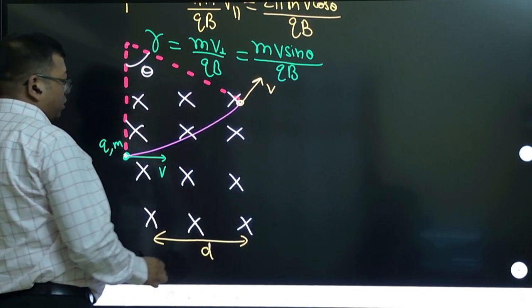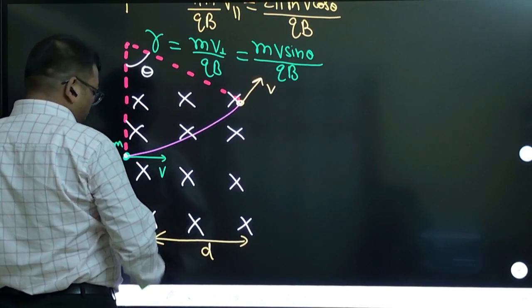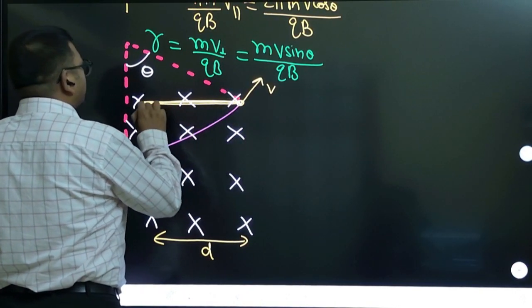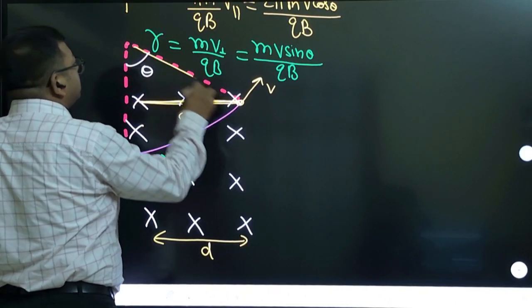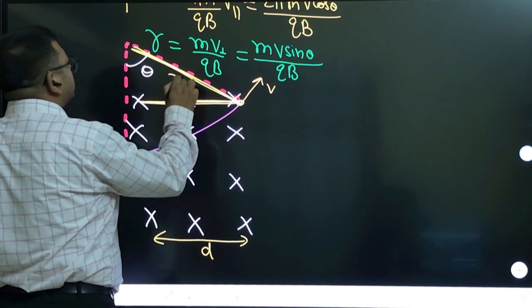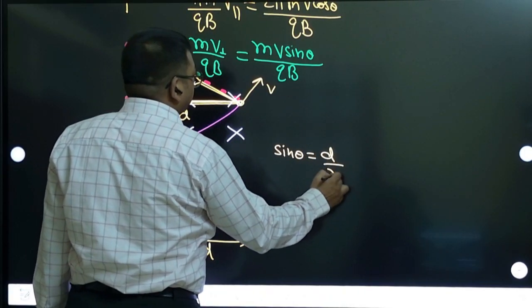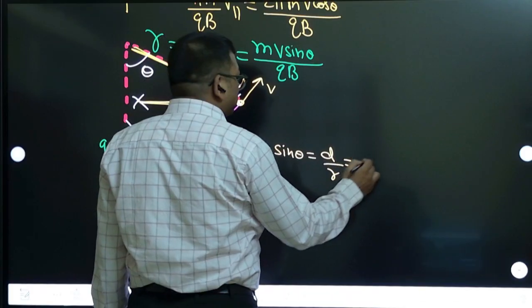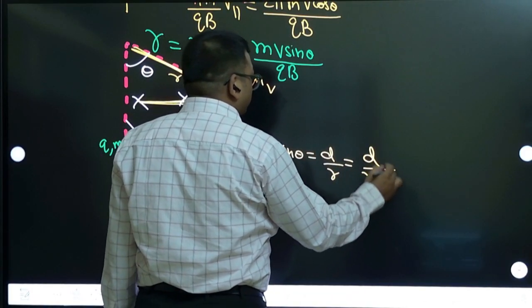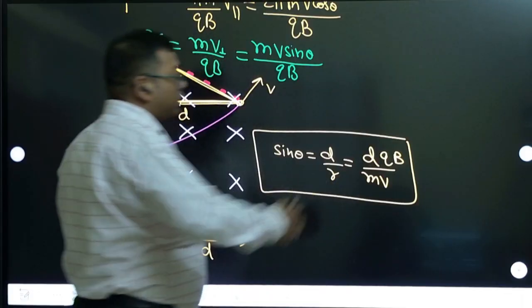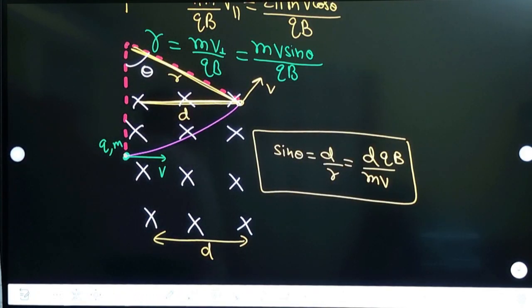What is this angle? Note that this is d, so this distance is also going to be d, because this is the distance of the magnetic field d, and this is the radius. So using sine theta, sine theta comes as d by r. The radius you know is mv by qB. This is how we can calculate sine theta, or theta, from here. That's moving charges and magnetism. Mostly questions are this way.